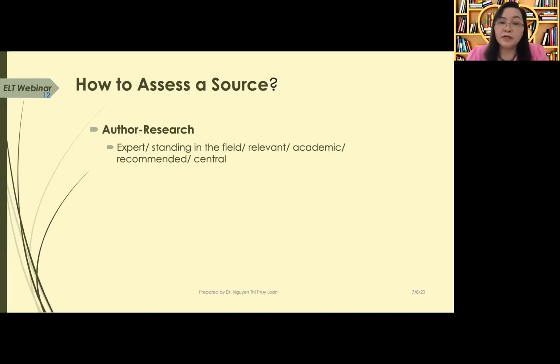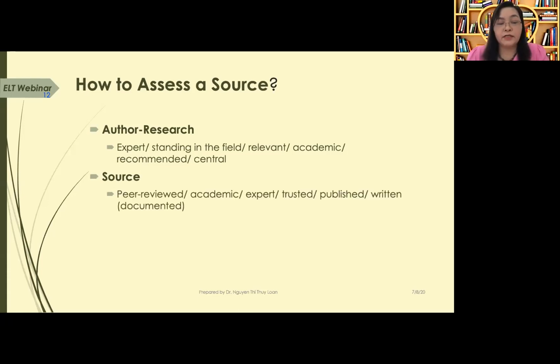Okay, besides the author and the research, you also need to check the source, like whether the paper is published in a peer-reviewed journal or not, whether it is a published book, or what is the source of the material you are reading. For me, papers in peer-reviewed journals are the good ones. Why? Because at least they are checked and reviewed by two experts in the field, so they are kind of reliable.